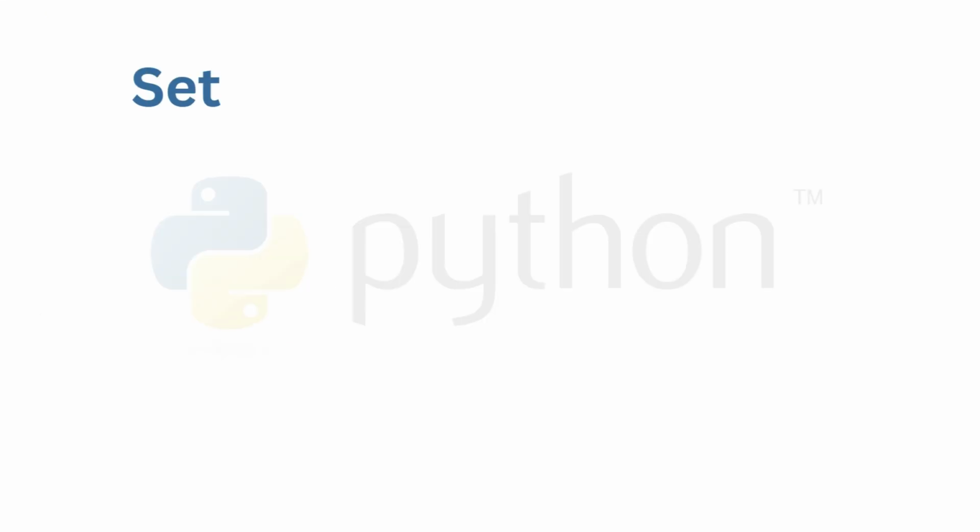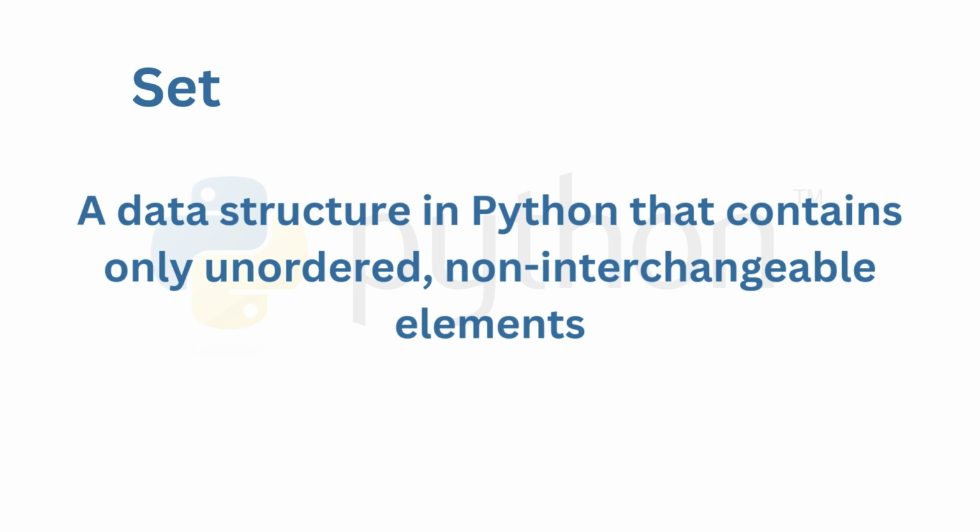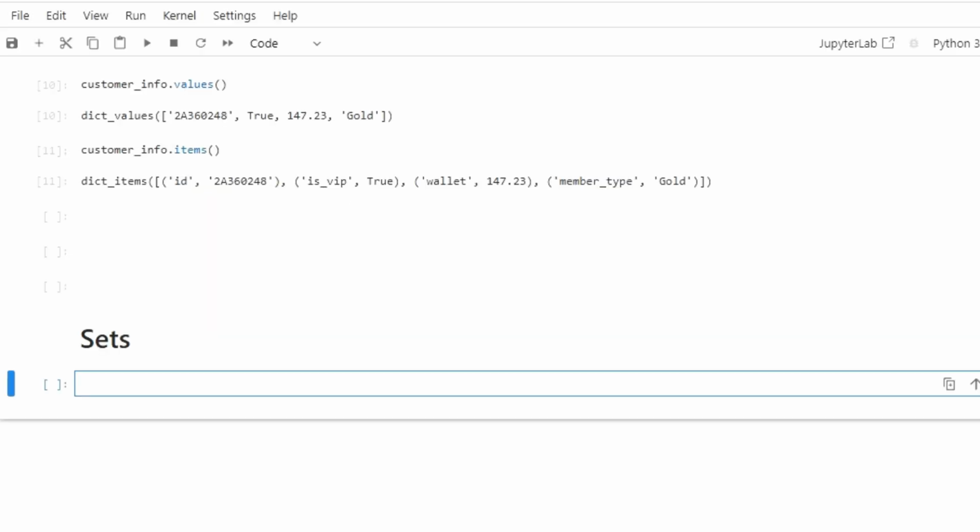We're going to discover sets. A set is a data structure in Python that contains only unordered, non-interchangeable elements. Sets are instantiated with the set function, or non-empty braces. Each set element is unique and immutable. However, the set itself is mutable.